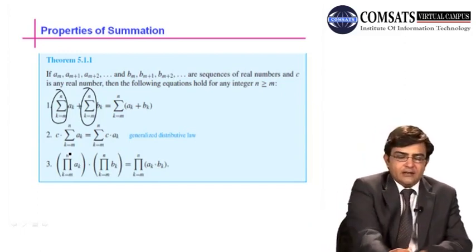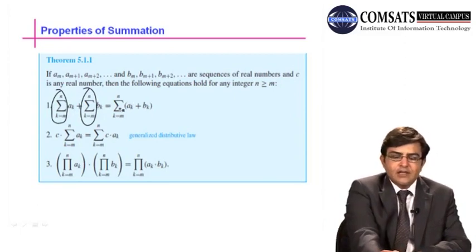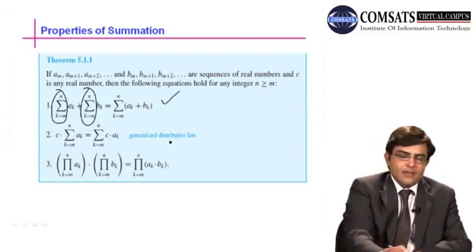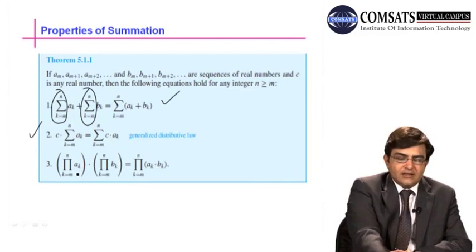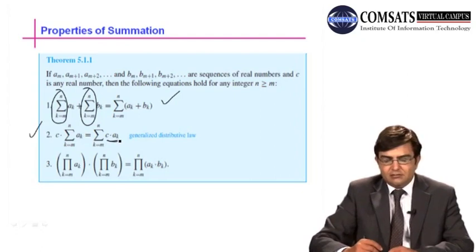Then we can take out the summation here, so we can define the summation like this. This is the first property. The second property tells us that if we multiply some constant by the summation, then we can multiply this constant with each term of this summation.